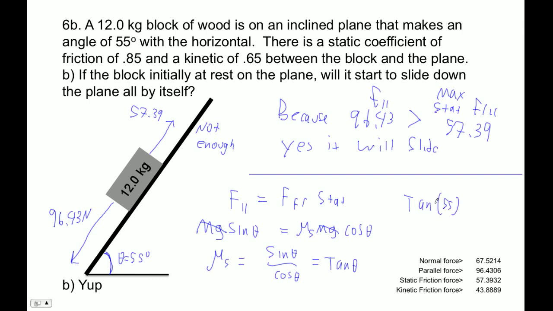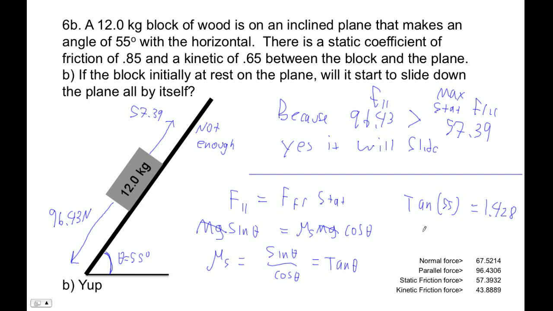55 is... that can't be right. Oh, it is right. Tangent of 55 is 1.428, right? Okay, that means that no ordinary coefficient will keep it on the table, right? So basically at 45 degrees, the tangent of 45 is, of course, 1, right? So only angles below 45, for conventional coefficients of friction that are less than or equal to 1, will work. Angles above 45 are just not going to work. Okay, you have to have glue to do that, right?